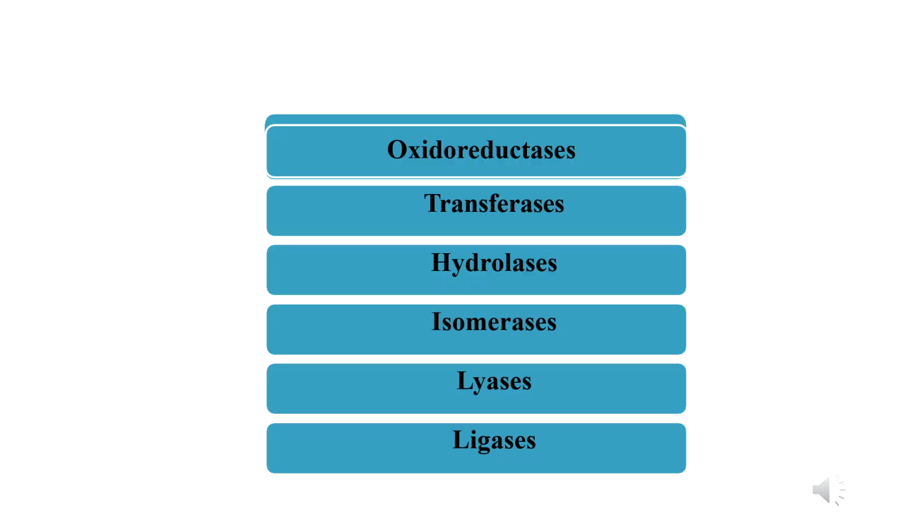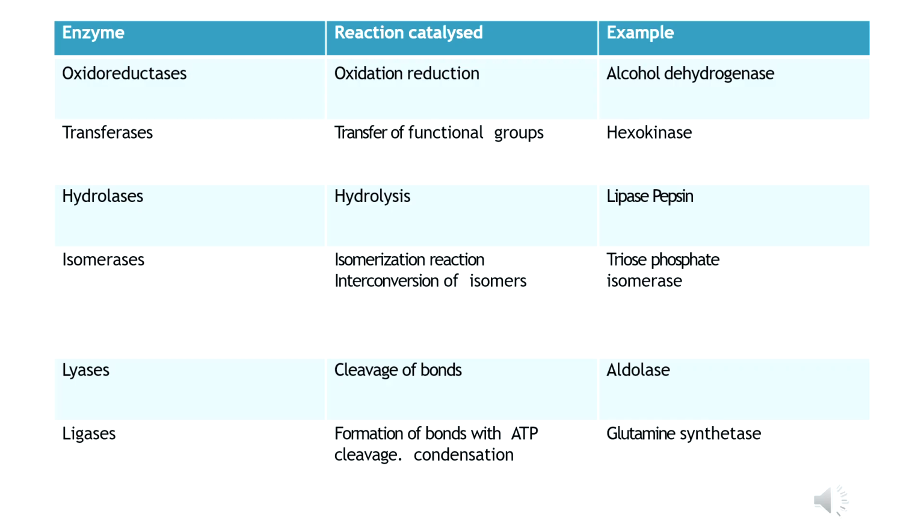So the different types of enzymes are: first one oxidoreductases, second one transferases, third one hydrolases, fourth one isomerases, fifth one lyases, and the last class, that is ligases. So these are the different classes of enzymes. Here are the different classes of enzymes, their reactions catalyzed, and examples of that particular class.